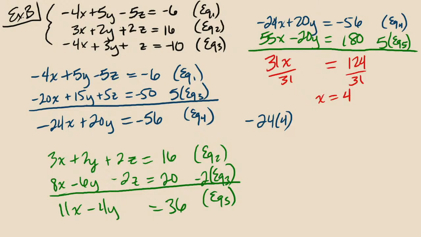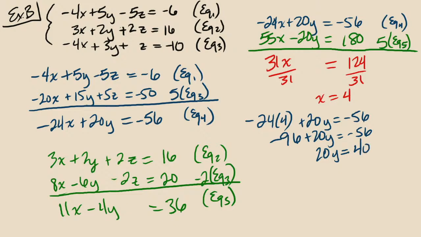So negative 24 times 4 plus 20 times y, which is unknown, equals negative 56. Well, 24 times 4 is 96, so you get negative 96 plus 20y equals negative 56. If you add 96 to both sides, you get that 20y is equal to 40, which makes the division easy. y equals 2. Now that I have all of those pieces, let's plug into the final equation.